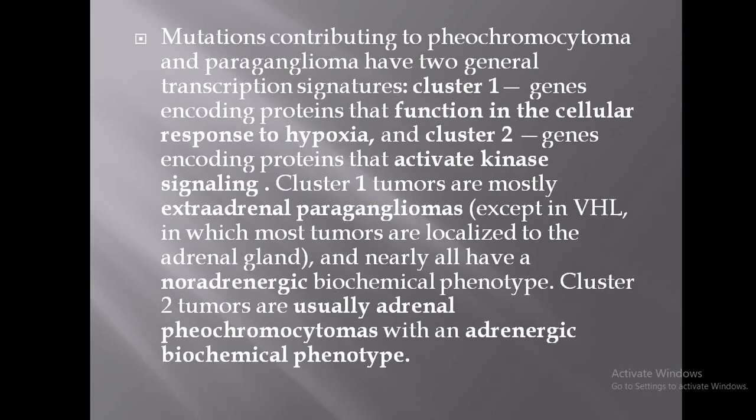So once again, to summarize, mutations contributing to pheochromocytoma and paraganglioma have two general transcription signatures. Cluster 1 genes encode proteins that function in the cellular response to hypoxia, mainly the HIF, and cluster 2 genes encode proteins that activate kinase signaling, mainly the PI3K, AKT and mTOR pathway. Cluster 1 tumors are mostly extra-adrenal paragangliomas, except for in VHL, and they have a noradrenergic biochemical phenotype, whereas the cluster 2 tumors are mainly adrenal pheochromocytomas with the adrenergic phenotype.